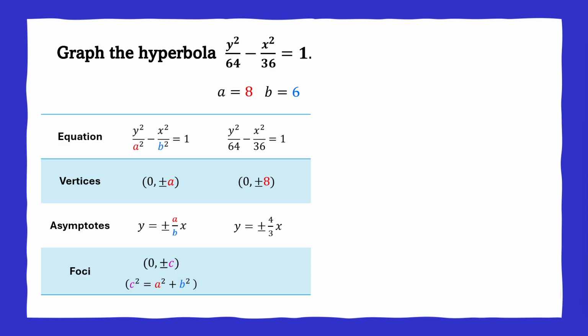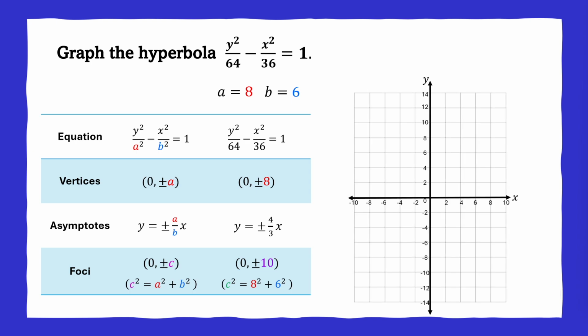Next, find the foci. To find the foci, we use the formula c squared equals a squared plus b squared. Plugging in 8 for a and 6 for b, c squared equals 64 plus 36, which is 100. That means c is 10. Since the hyperbola opens vertically, the foci are located along the y-axis at 0, 10, and 0, negative 10.